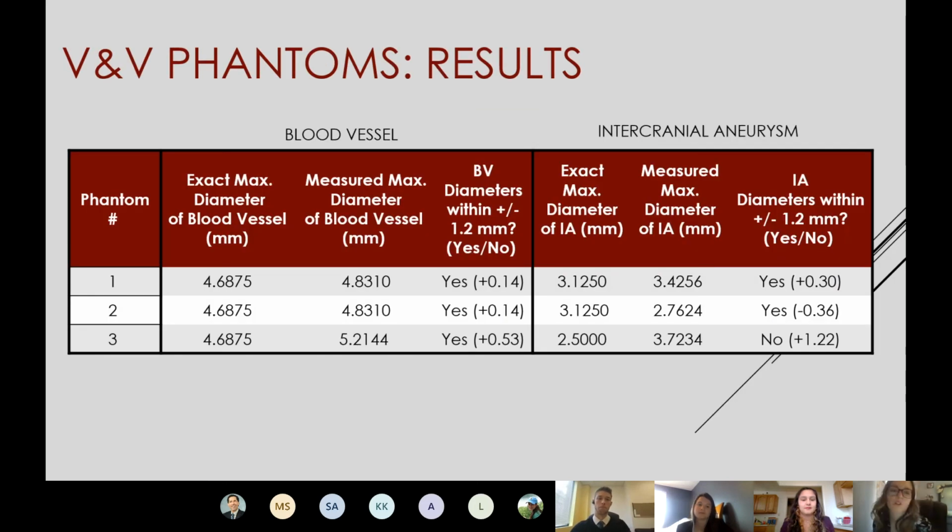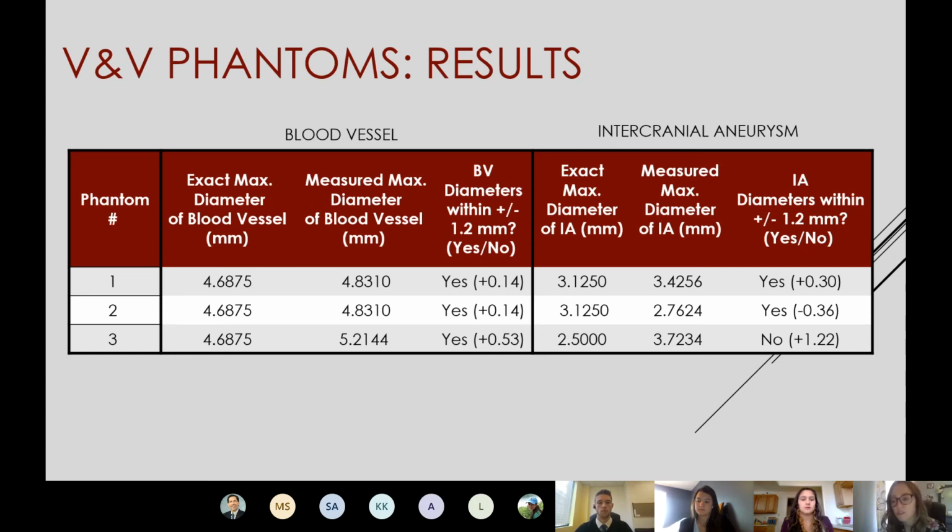The first test we used for verification and validation with these 3 phantoms resulted in first running those 3 phantoms through the code, recording the measured max diameter of the blood vessel as well as the aneurysm, and comparing those values to the exact diameter of the blood vessel and aneurysm that we had formulated the 3 phantoms with. We compared the exact values to the measured values to see if they were within our ideal and marginal values, so plus or minus 1.2 millimeters.